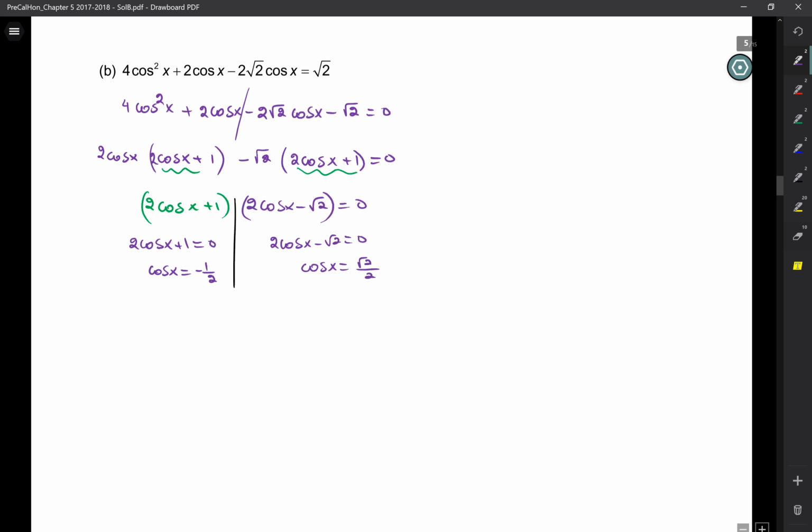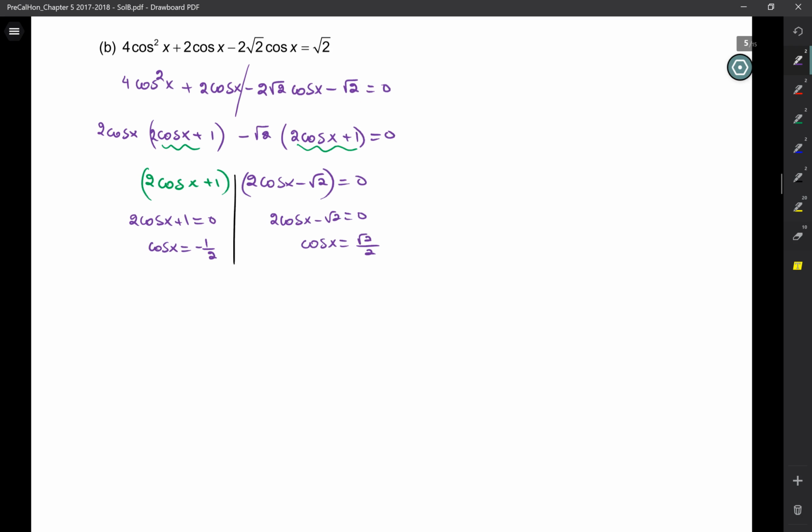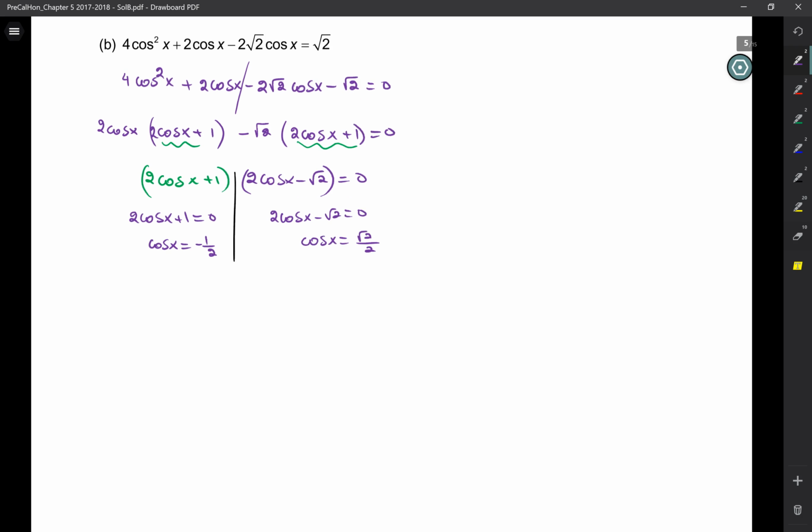All right, so where is cosine equal to negative a half? Pi over 3 and? Oh, that c is down there, so it's not that. So 2 pi over 3 and 4 pi over 3.